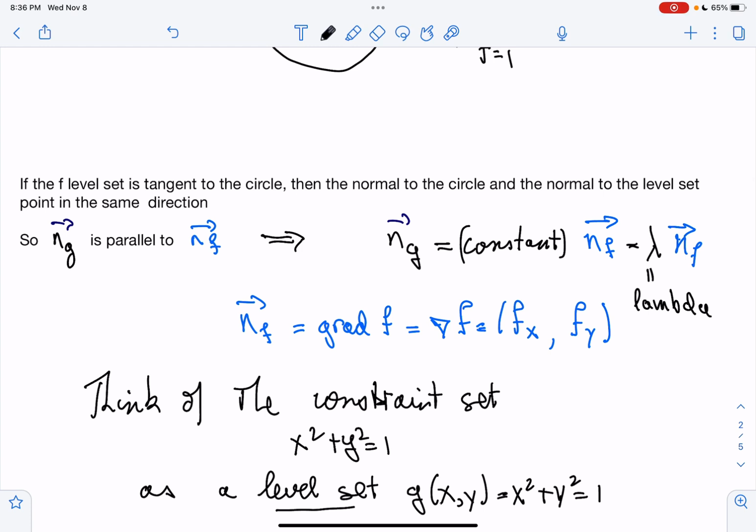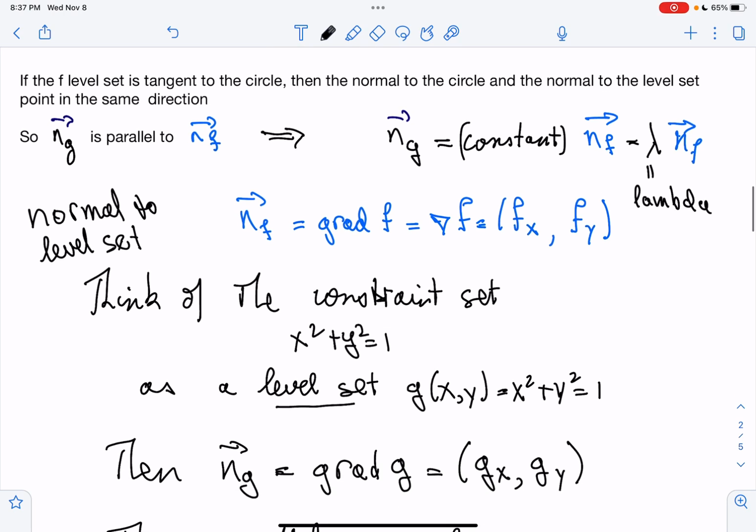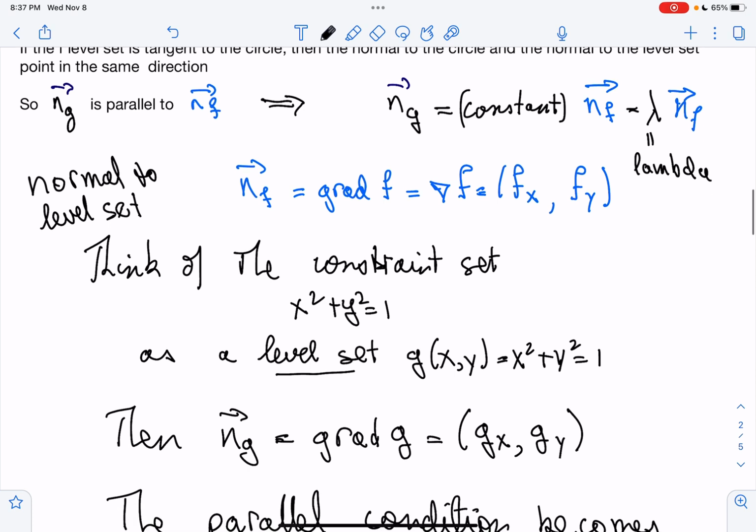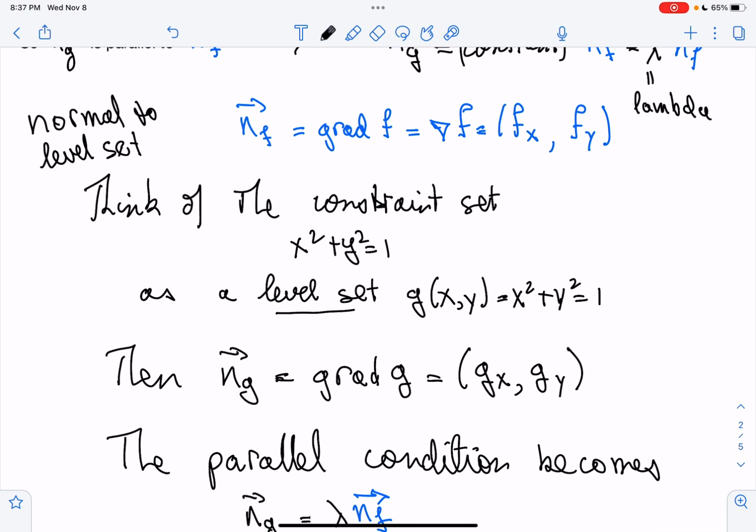And we know how to get a normal to a level set. Here's kind of the punchline. If we can have a small drum roll, please. Thank you. The normal to a level set is equal to the gradient. So that's del f, which is f sub x and f sub y, the partial derivatives. Similarly, we can get the normal to the constraint set if we think of it being the level set G. So its normal is gradient G, which is G sub x and G sub y.